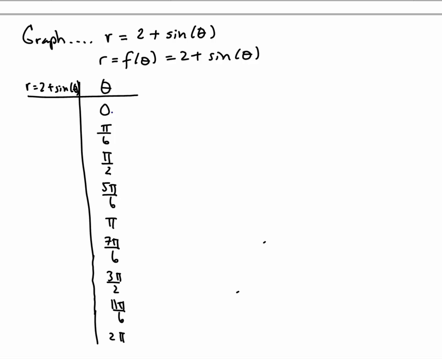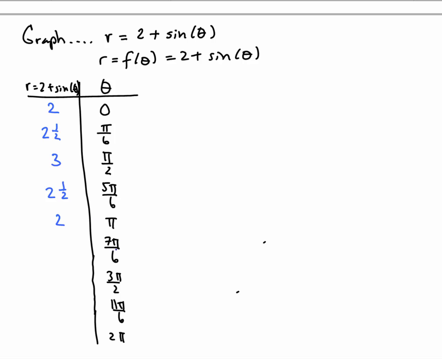Okay, so let's choose 0. The sine of 0 is 0. 0 plus 2 is 2. So this is the polar pair 2, 0. Now pi over 6. The sine of pi over 6 is a half. 2 plus a half is 2 and a half. Okay, pi over 2. Sine of pi over 2 is 1. 2 plus 1 is 3. And so we're going to run through all of these, and then we'll plot these points. Pi, sine of pi is 0. 0 plus 2 is 2.